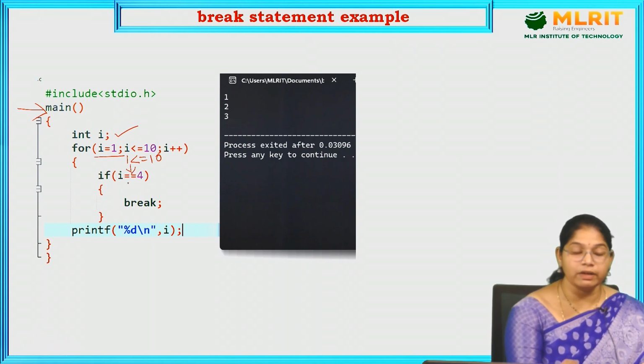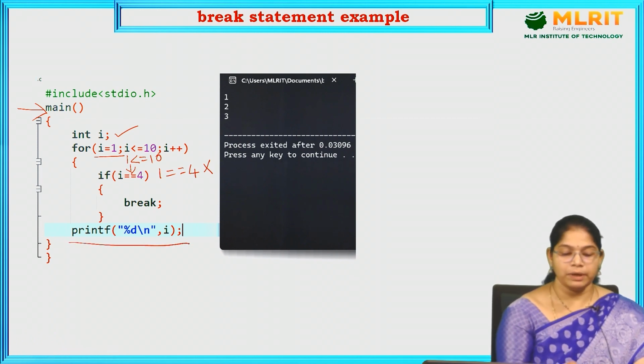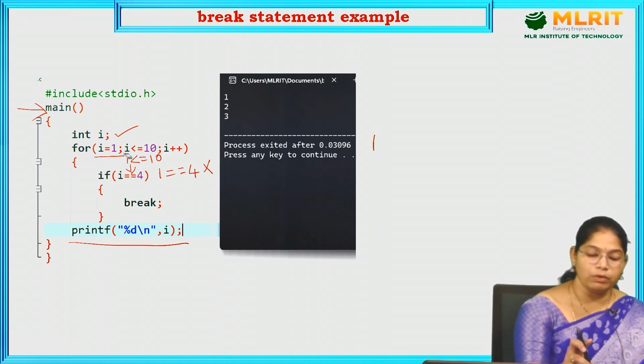In that we have an if condition, that is i equal to 4, where i value is 1. 1 equal to 4. Is this condition true? No. So the execution doesn't break. Then the control goes to the printf statement. printf %d comma i. It prints 1. Again i plus plus. I value gets updated.